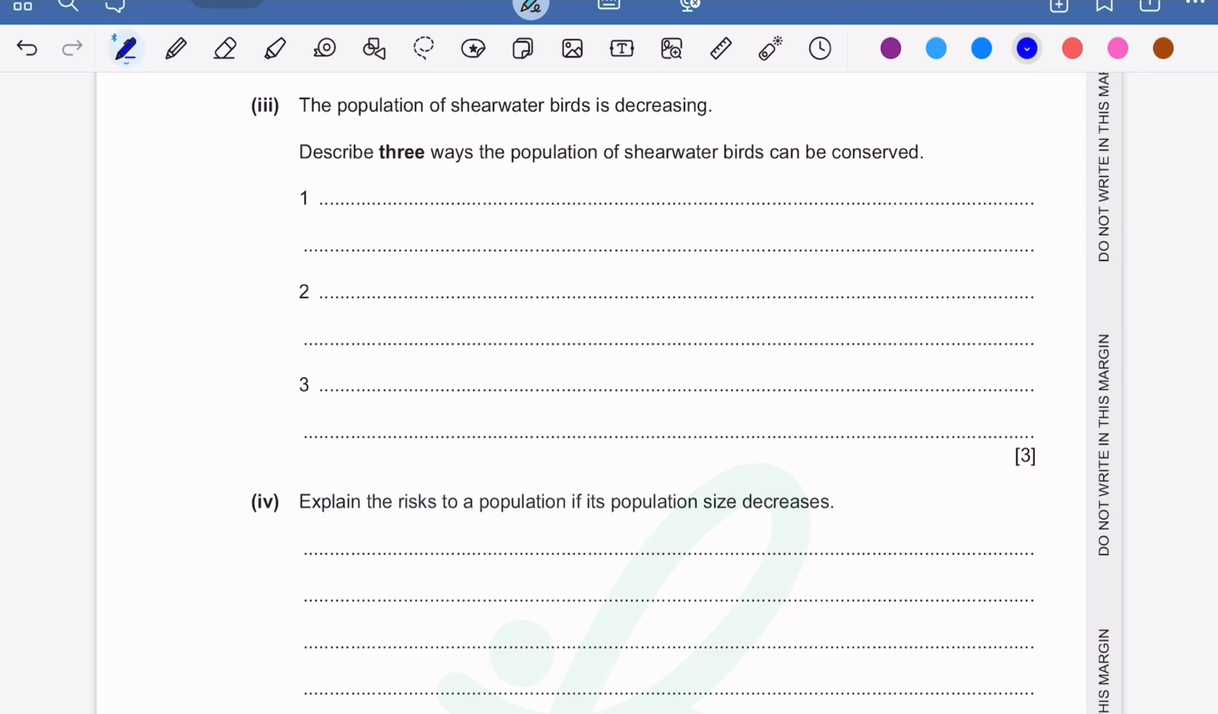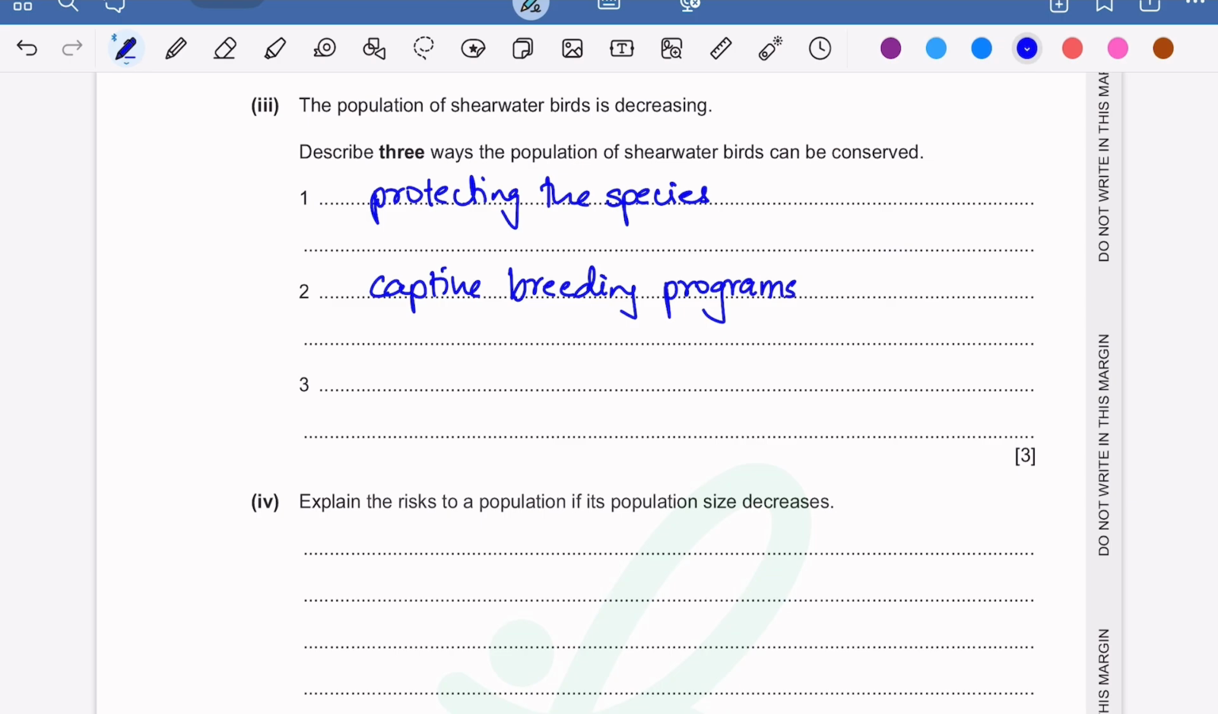The population of shearwater birds is decreasing. Describe 3 ways in which population of shearwater birds can be conserved. So first could be protecting the species. Second can be captive breeding programs. And the third method can be monitoring the numbers.